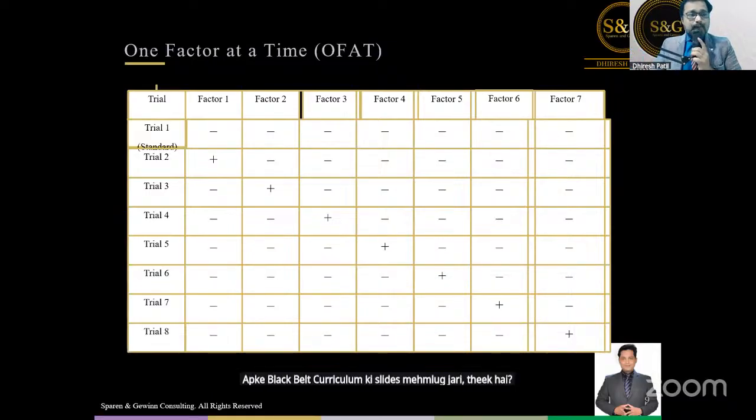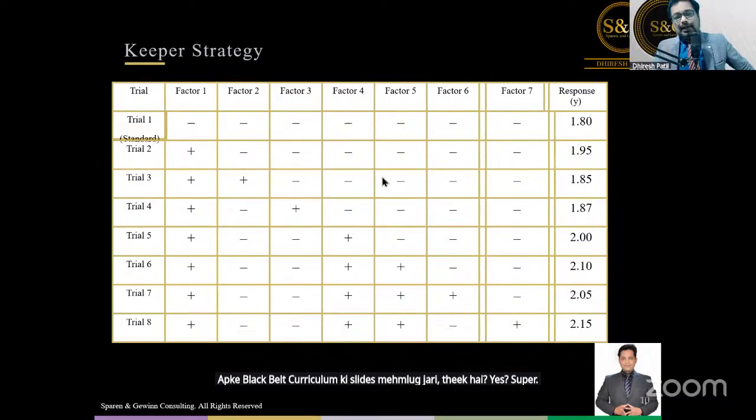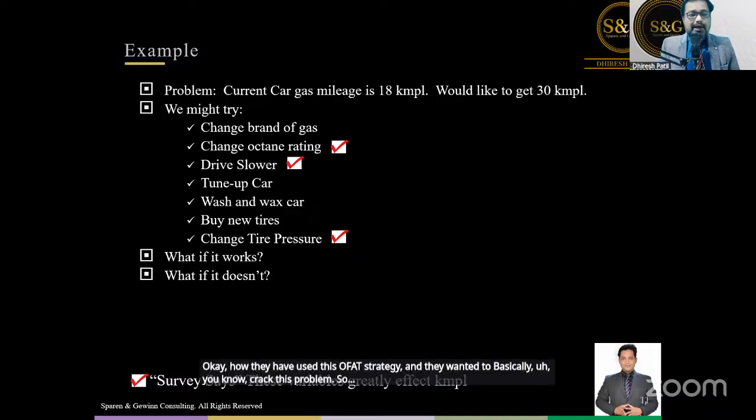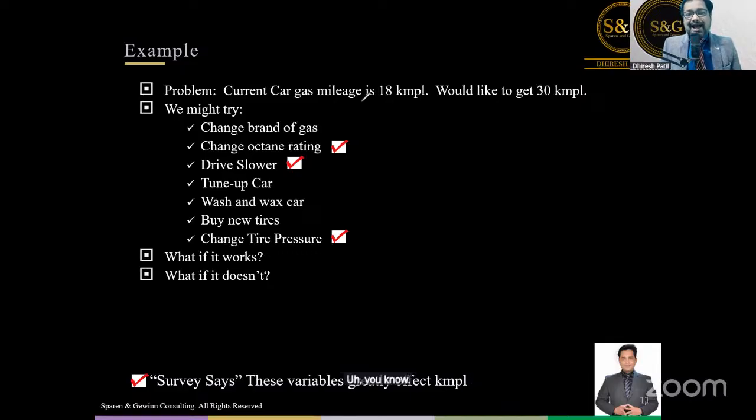Yes, super. Now let me show you a case study here. How they have used this OFAT strategy and they wanted to basically crack this problem. So in one of the automobile companies, the current car gas mileage is 18 kilometer per liter.